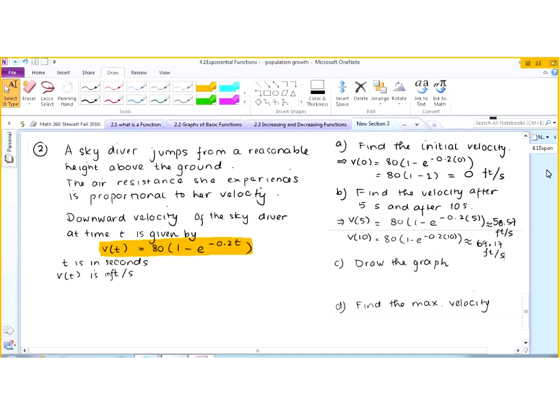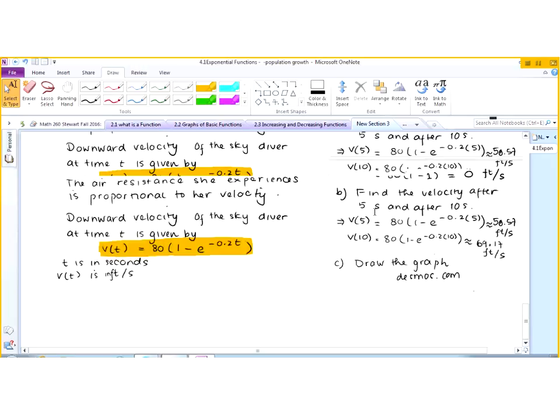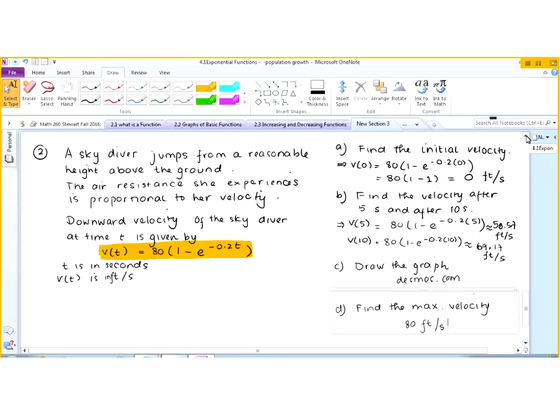So what do you think is the maximum velocity? It looks like this. What is the maximum velocity? 80, yes. So the maximum velocity is 80. Okay. Good. So draw the graph. So this is decimals.com, and the maximum velocity is 80. What is the unit? Feet per second. So how do you get the maximum velocity? From the graph. Actually, you could look at it from your equation also, but you can get it from the graph.